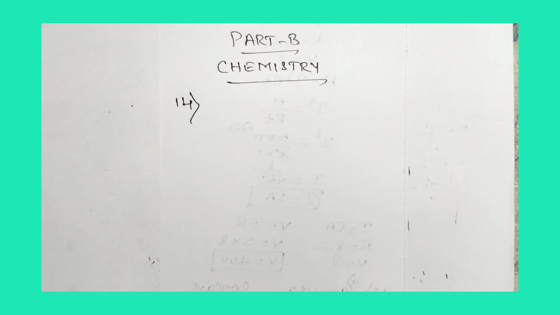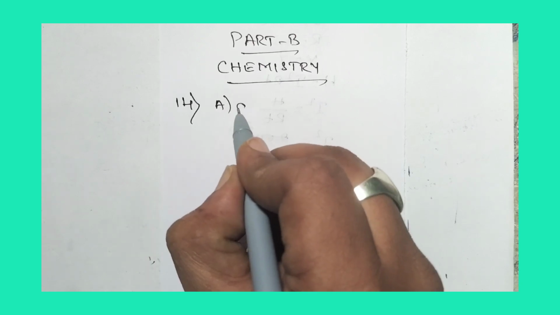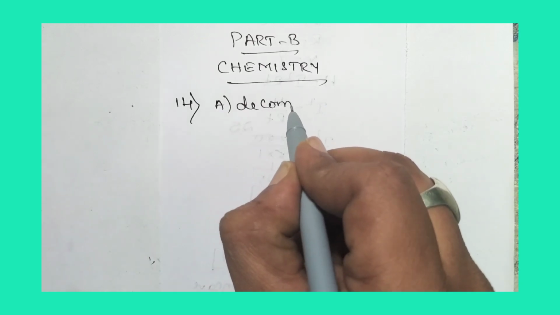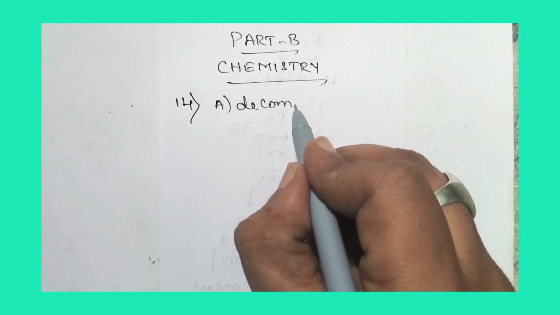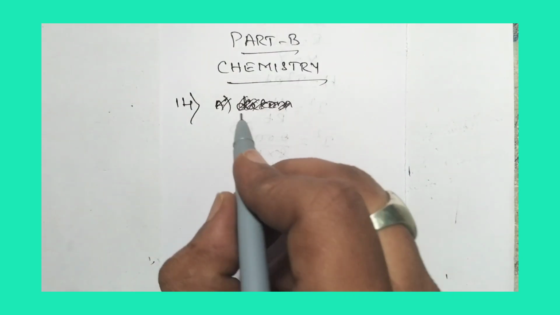So the first MCQ of chemistry, that is the 14th question, is: calcium oxide reacts vigorously with water to produce slaked lime. The type of chemical reaction is... So here two reactants combine together to form a single product. So it is option A, that is decomposition reaction. Two reactants combined, sorry, it is not decomposition.